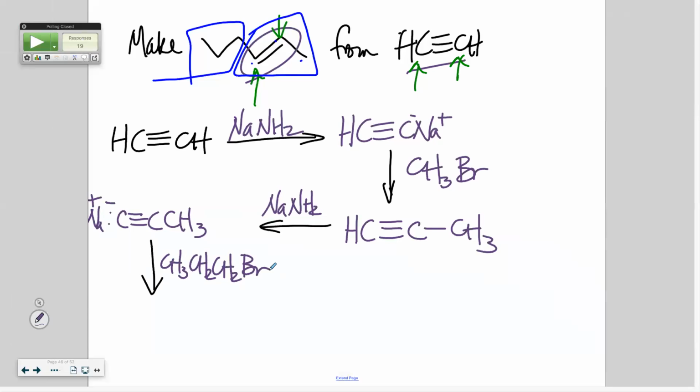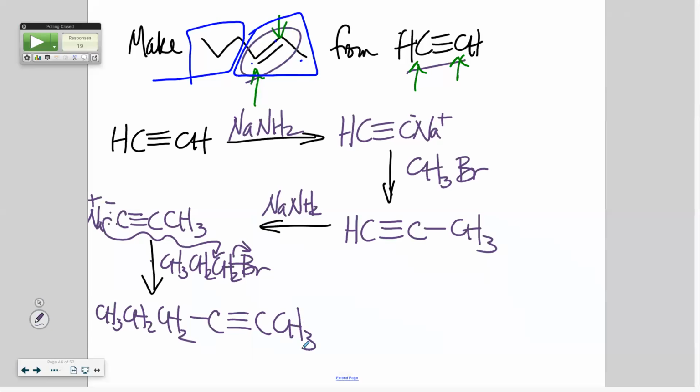Okay, so now what do we get? Where is this going to make a bond to which carbon? From here to this one. Okay, so just in case you have other things on there, don't just stick it there. It's where the bromine was. Okay, so we're going to go CH3, CH2, CH2, and this is now bonded to the carbon. And then what do we have? Our triple bond. No, we don't have a double bond yet. And then we have a CH3. Okay, so now we got our carbons all lined up.